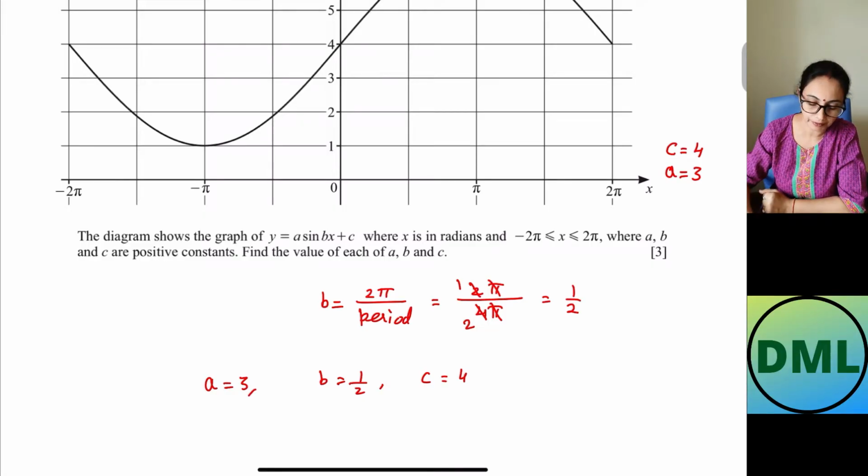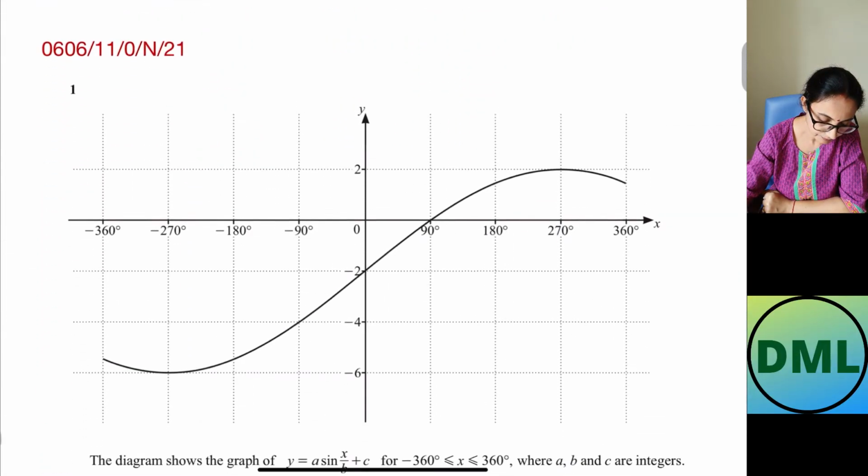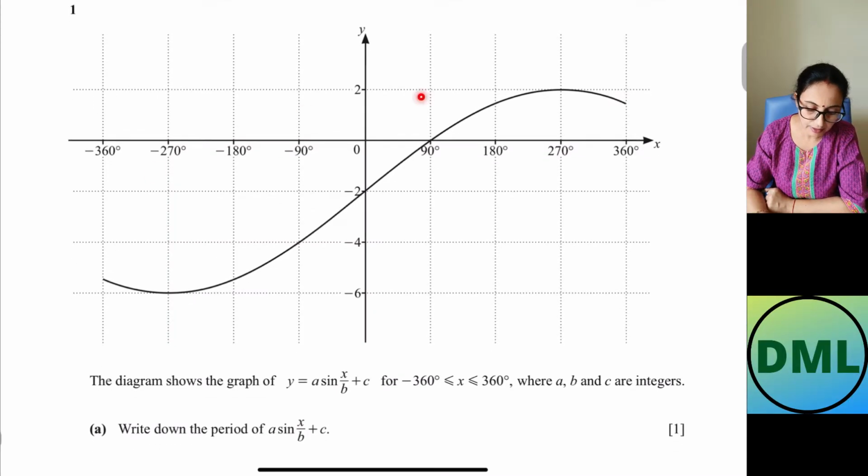Let's see one more example. This is the graph they have given you. They are asking, the diagram shows the graph of y is equal to a sine x by b plus c from x greater than or equal to minus 360 degree to 360 degree, where a, b and c are integers. Write down the period of a sine x by b plus c.